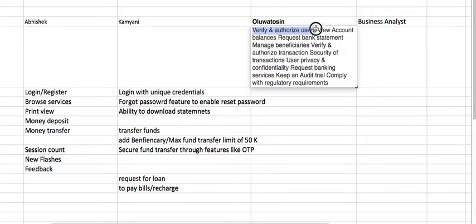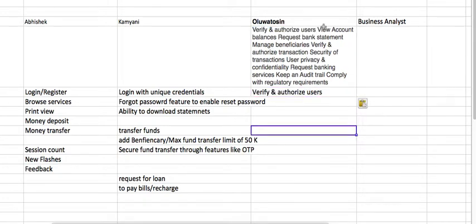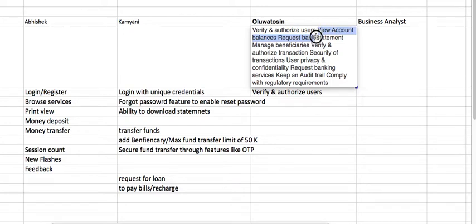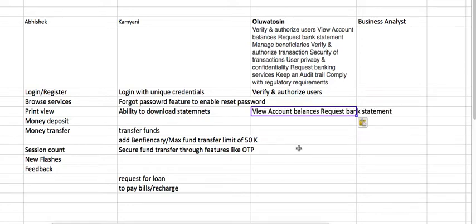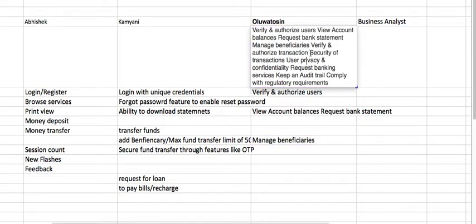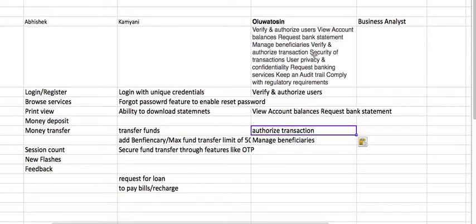Verify and authorize users view. Authorize users, that is your login. Okay. View account balance and request bank statement. Okay, let's put them together into the bank statement view and download. Manage beneficiary. Verify and authorize transaction. Manage beneficiary, here it is your beneficiary. Authorized transaction means you mean to say transfer the fund. Authorized transaction, security of the transaction. Okay, so here it is your fund transfer.